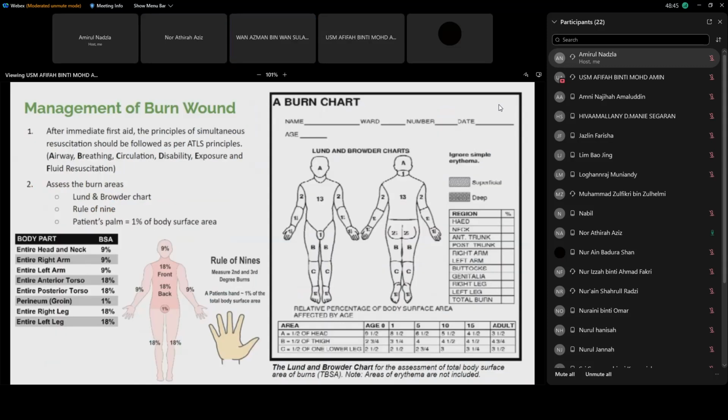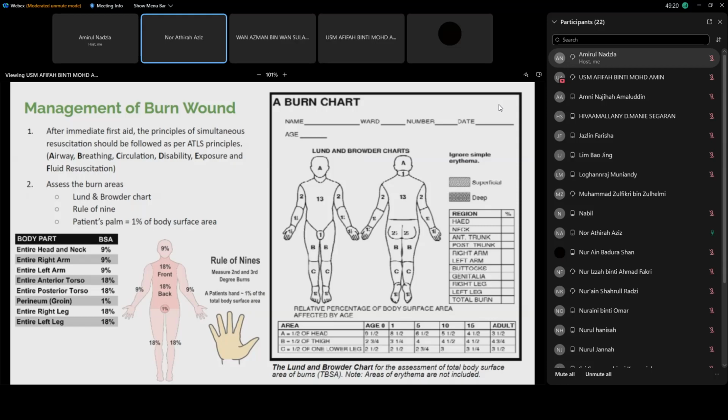As for the management of the wound, after immediate first aid, the principle of simultaneous resuscitation should be followed as per ATLS principle, which is the Advanced Trauma Life Support principle. So we follow the ABCDEF flow, which is airway, breathing, circulation, disability, exposure, and also fluid resuscitation. And then after that, we assess the burn areas, for which we follow the Lund and Browder chart or the rule of 9.